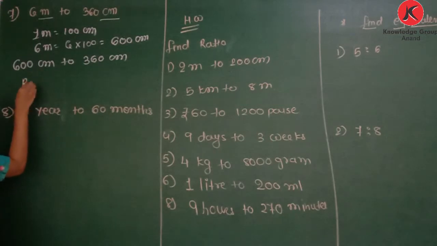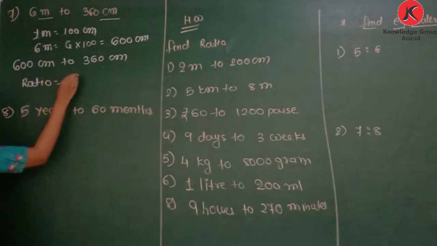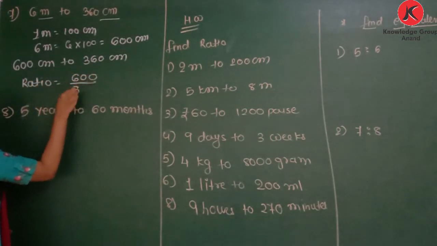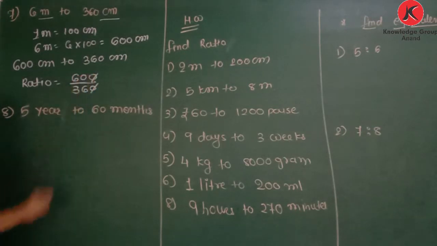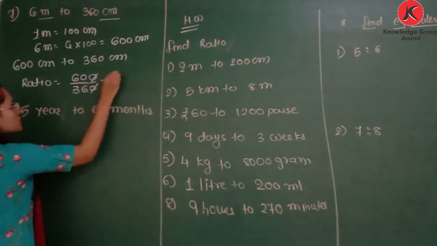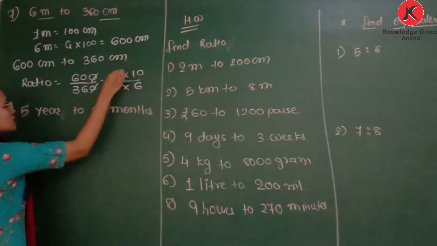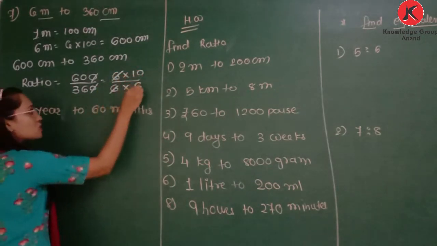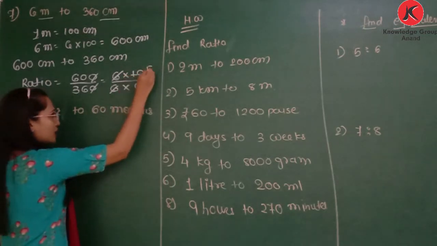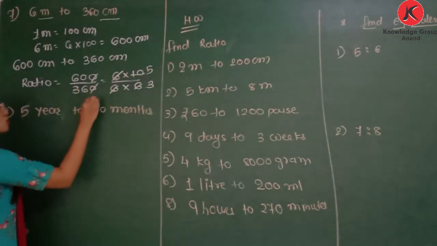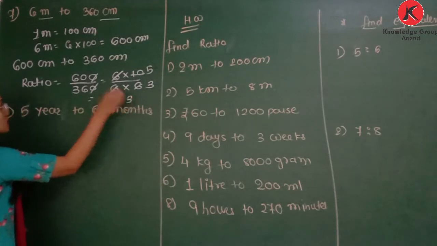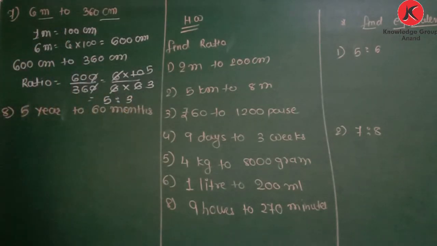So ratio is equal to 600 divided by 360. You can cut common factor 0. Now 6 times 10 is 60, 6 times 6 is 36. Here also there is a common factor 2. 5 2s are 10. 3 2s are 6. So 5 is to 3. That is the ratio of 6 meter to 360 centimeter.